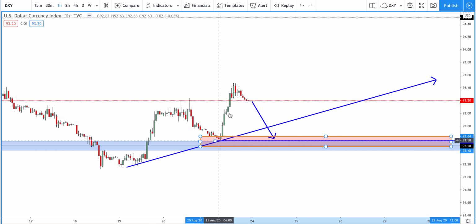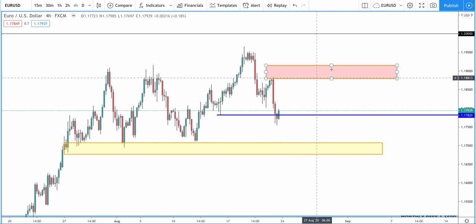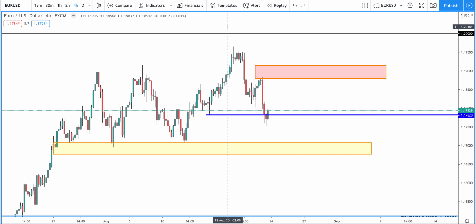Higher high, higher low, higher high. In order for this to not be invalidated and to continue to be valid, we need to find support here, and then we can push off. If that happens, then we can look for the short on EURUSD. But I'm looking for that push up at the start of the week.